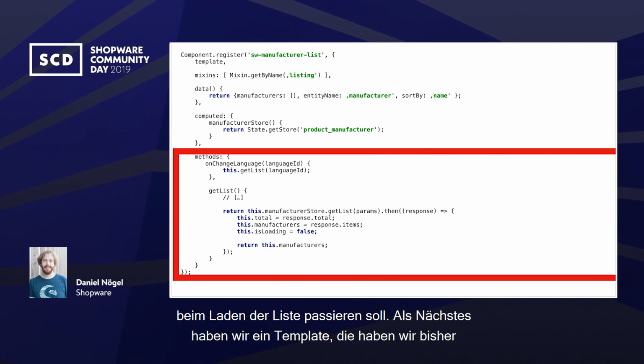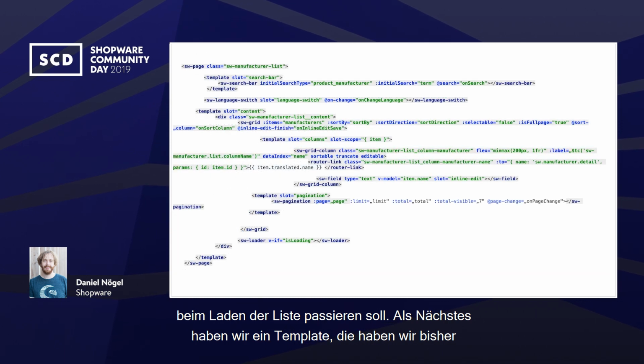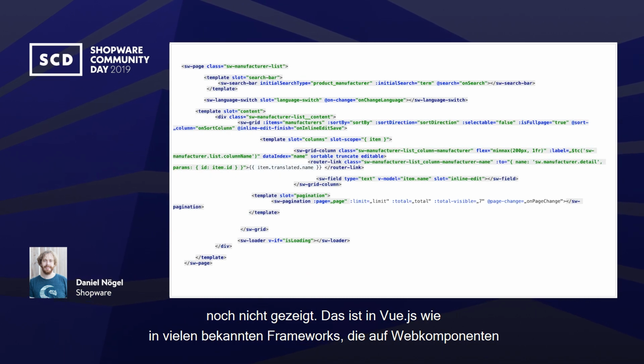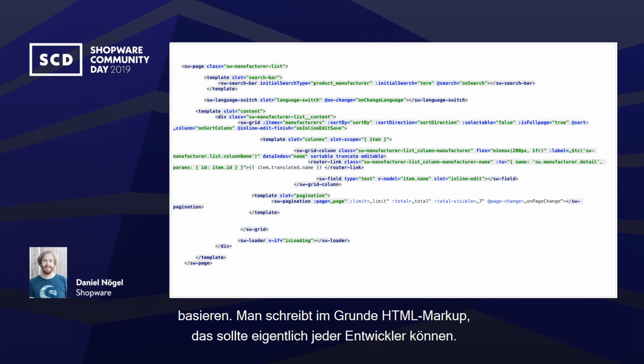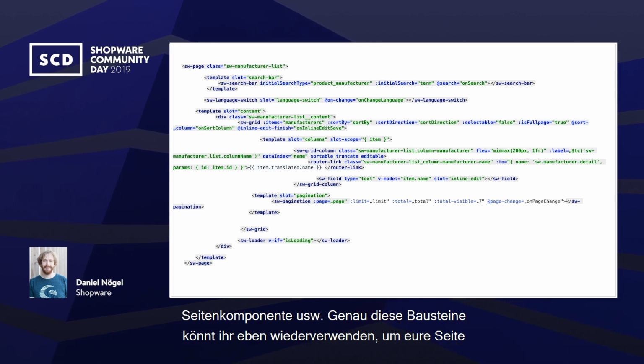And next up, there's some template. So we have not seen a template yet. In Vue.js, it's like in many other popular web component-based frameworks. So you're basically writing HTML markup. So it's something that almost any developer can do. And there are custom additions to it. So you will have, for example, the listing component, or you will have a page component, and so on. So there are, again, building blocks you can reuse in order to create your page.